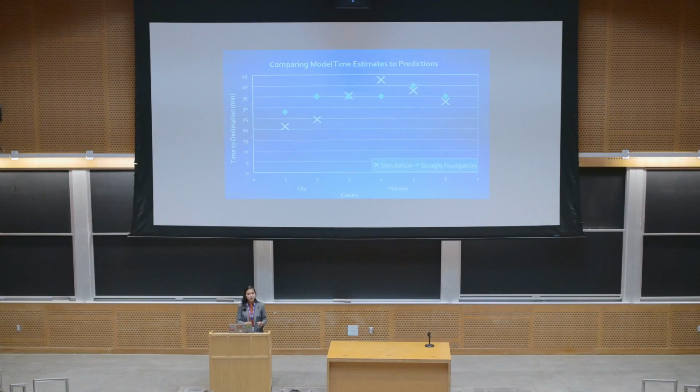The first 2 cases are in the city, and that's where we have the biggest source of error because we did not model traffic lights and other city conditions because we were looking at such a regional scale, so that's understandable. In the highway cases, we were much closer to the Google prediction, except in case 4, which is where there is a difference in the navigation route that we expected versus what Google Maps had calculated.